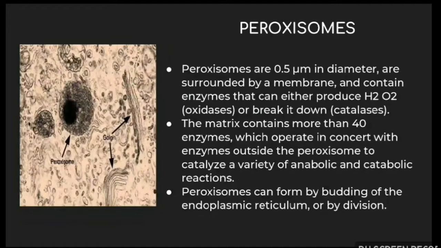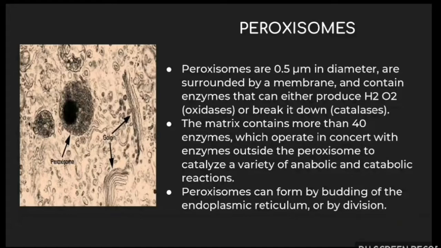Moving on to peroxisomes. Peroxisomes are 0.5 micrometer in diameter, are surrounded by a membrane, and contain enzymes that can either produce H2O2, the oxidases, or break it down, the catalases. So peroxisomes can break down components, or they can form compounds like oxidases.